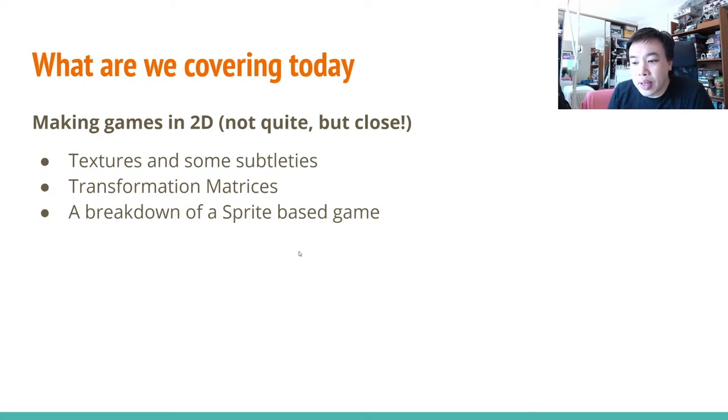And then at the end today, I want to do probably the first, but not the last time, we're going to deconstruct a game. So I'm going to take a 2D game, and based on what I've taught you about textures and transforms, talk about how we would re-implement this game if we were going to. This might actually give you some ideas for interesting things you might want to do in the first assignment as well.